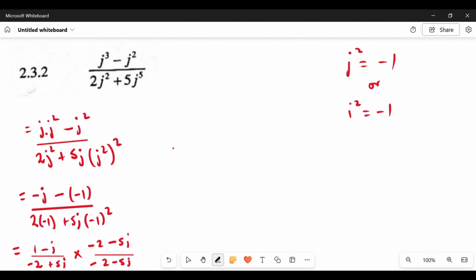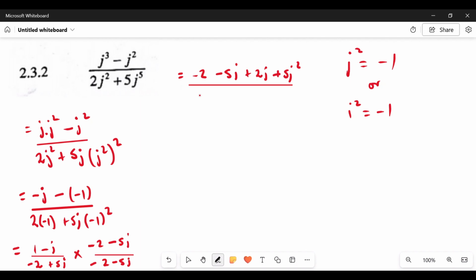Right, let's continue. So now you start doing your FOIL. Let's do it here. So if you say 1 multiplied by -2, this is going to give us -2. 1 multiplied by -5j is going to give us -5j. Right, -j multiplied by -2, this is going to give us 2j. And then -j multiplied by -5j, this is going to give us +5j squared.